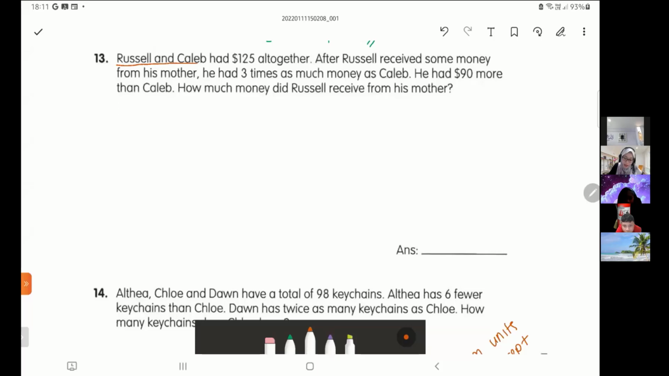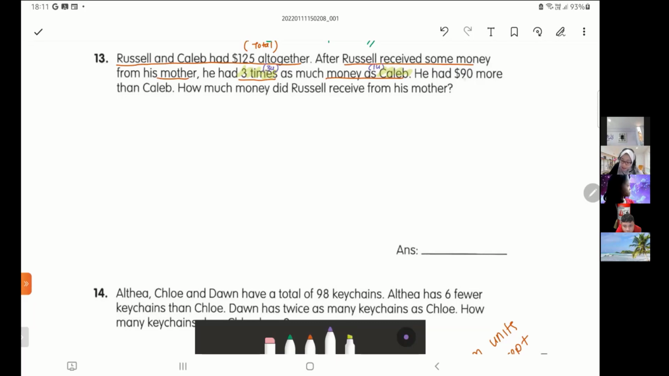Russell and Caleb had $125 all together. So this is my total for these 2 students. After Russell received some money from his mother, Russell gets more money. What happened to him? He now has 3 times as much money as Caleb. This is a very important comparison. So Russell has 3 times, or what we call 3 units, and Caleb only has 1 unit. Why am I using units? Because I want to draw a model.